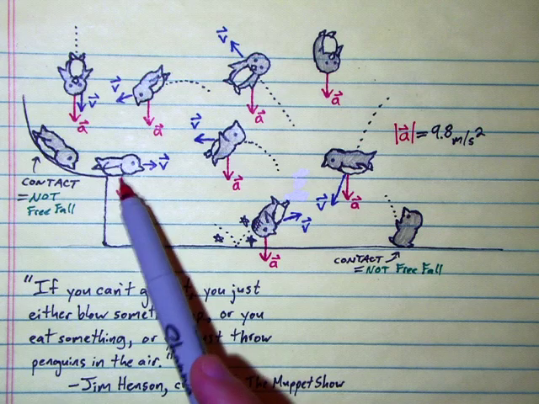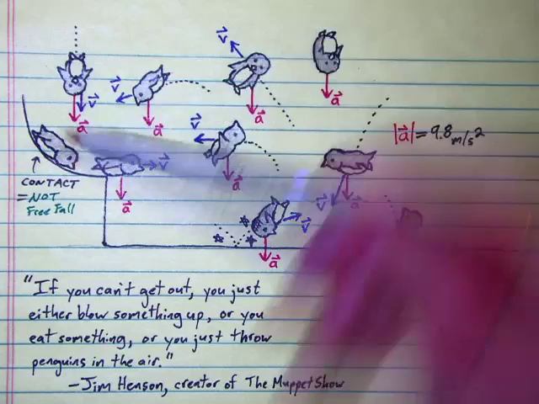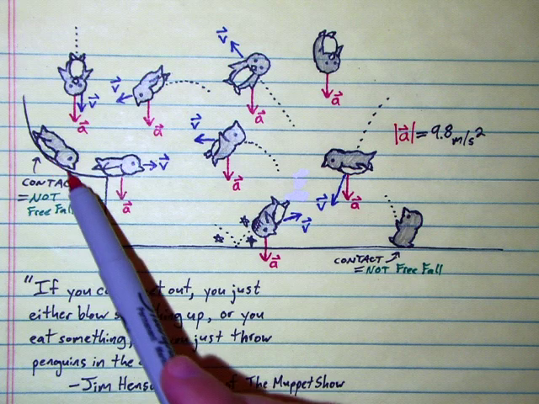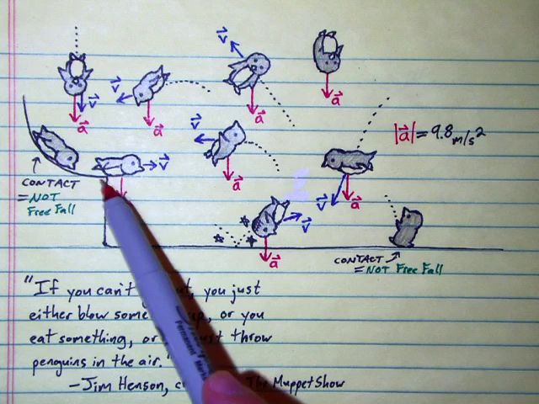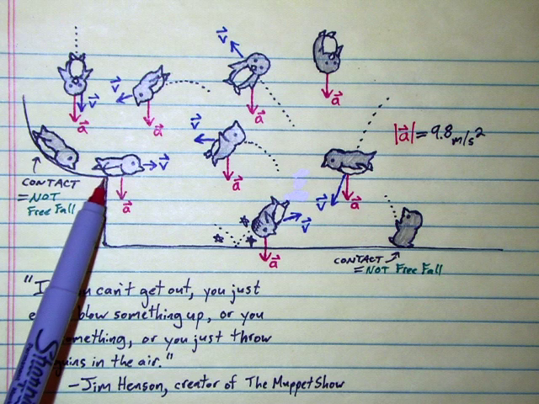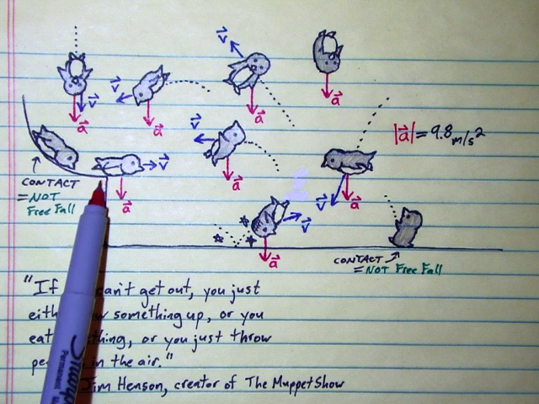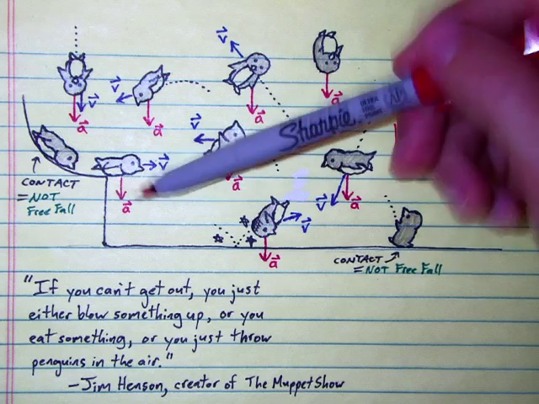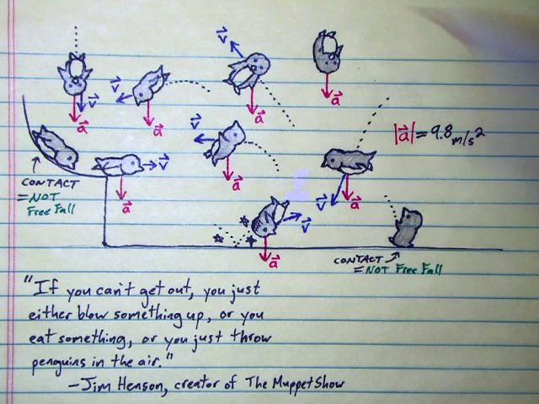Over here, this penguin is in contact with this surface, therefore this one is not in free fall. And it's not in free fall the whole time it's touching the surface, but the instant that it loses contact, the instant its belly lifts off the surface right there, then it will be in free fall. And we've caught that penguin just at that instant. He's just left the surface, he's not in contact anymore, therefore he's in free fall, and his acceleration is down with a magnitude of 9.8 meters per second squared.